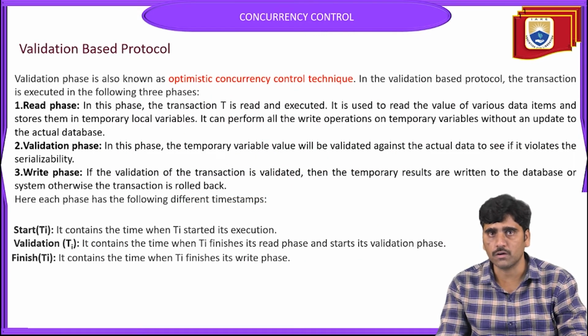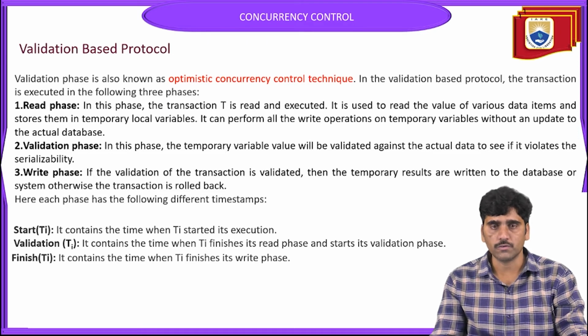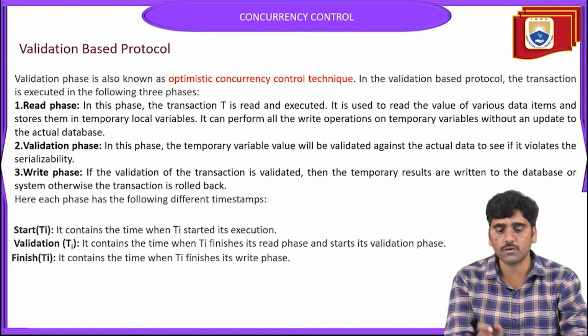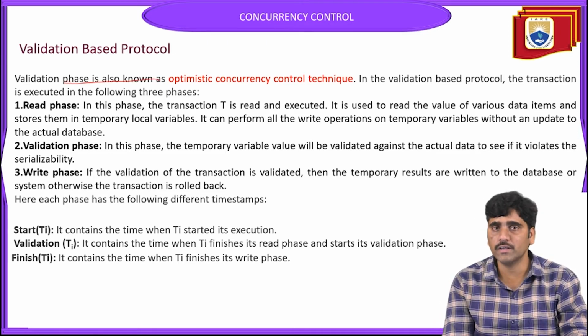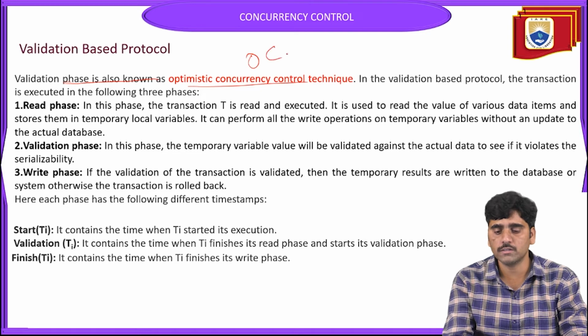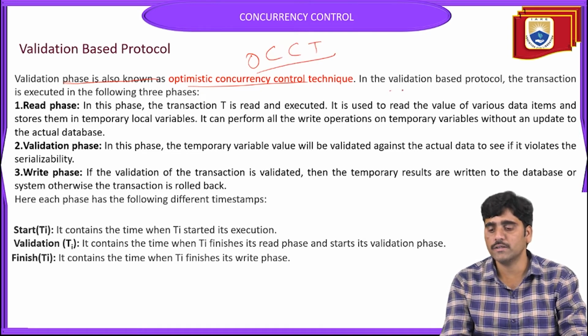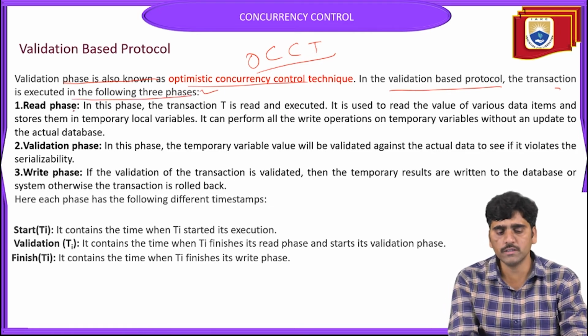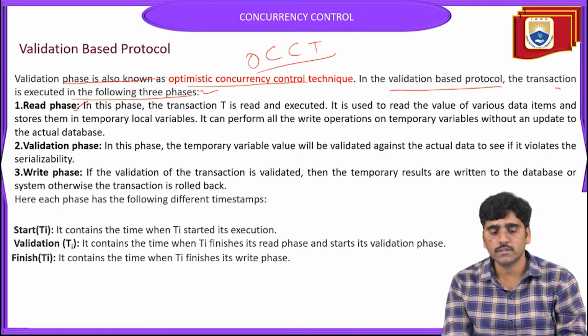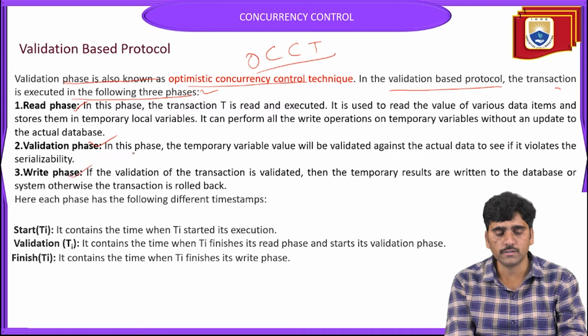Validation based protocol. The validation phase is also known as the optimistic concurrency control technique, OCCT. In this validation based protocol, the transaction is executed in the following three phases. One is the read phase, the second one is the validation phase, and the third one is the write phase.